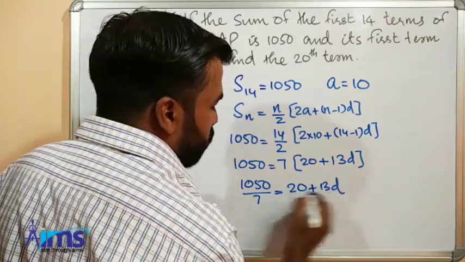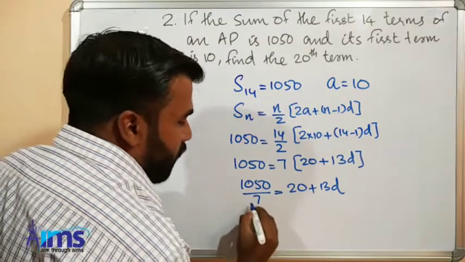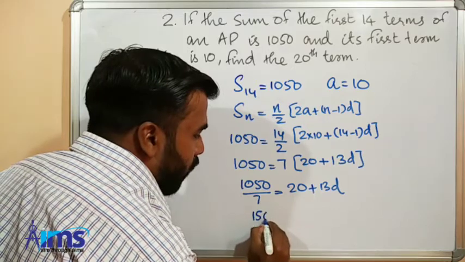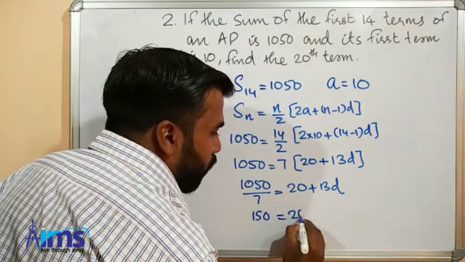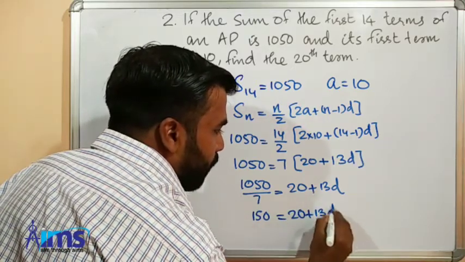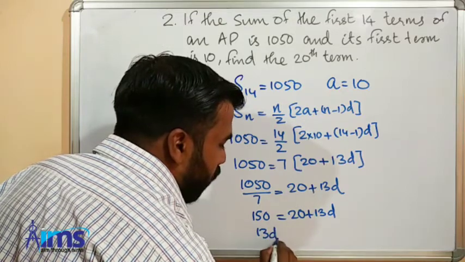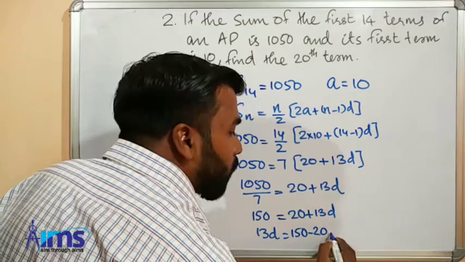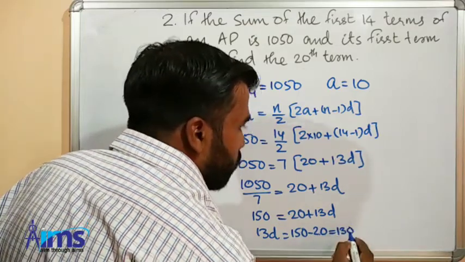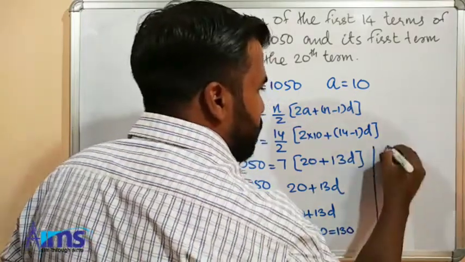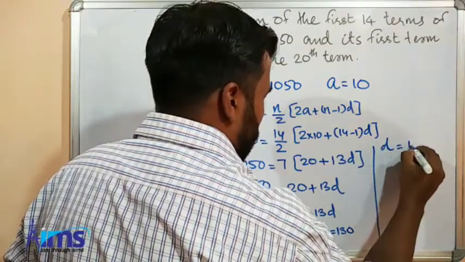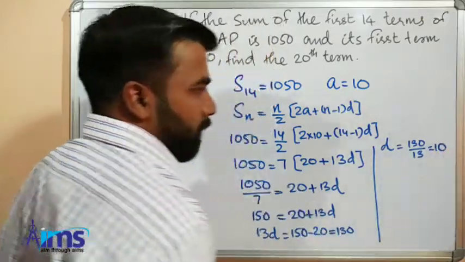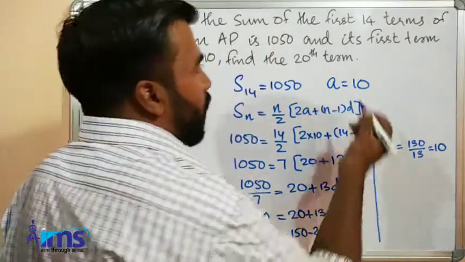So here we can cut, that is in 10 there are 1 times, then 35, 5 times, 0. 150 is equal to 20 plus 13d. So 13d is equal to 150 minus 20, that is equal to 130. So from this, what is d? d is equal to 130 divided by 13, which is equal to 10. Isn't it?